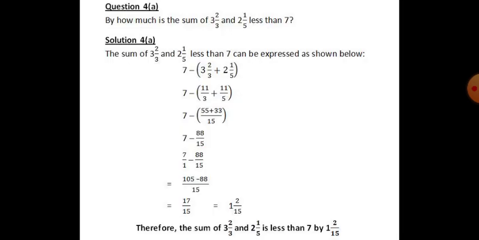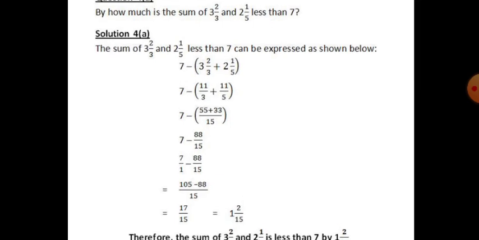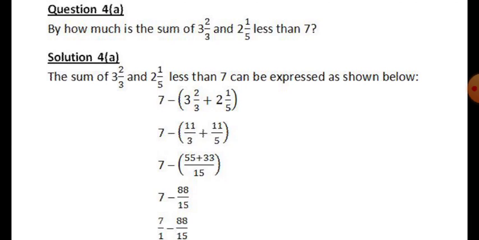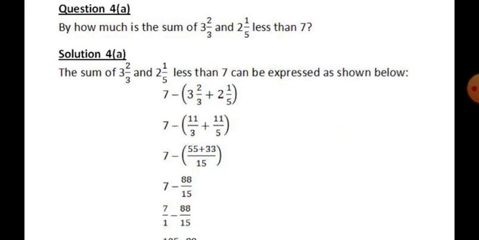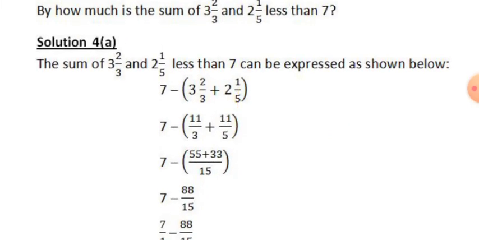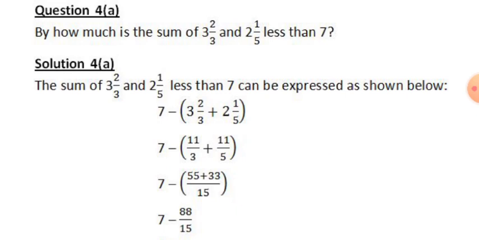Now we are to provide solutions to year 2015 WAEC past questions in mathematics. We have already provided solutions to questions 1, 2, and 3. We are now to provide solutions to question 4. Question 4a says, by how much is the sum of 3 whole number 2 over 3 and 2 whole number 1 over 5 less than 7?